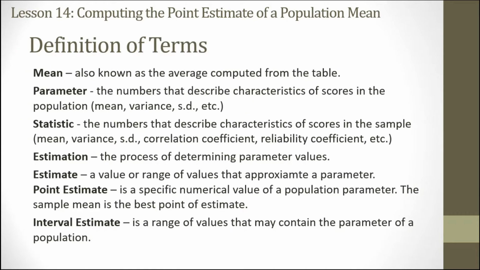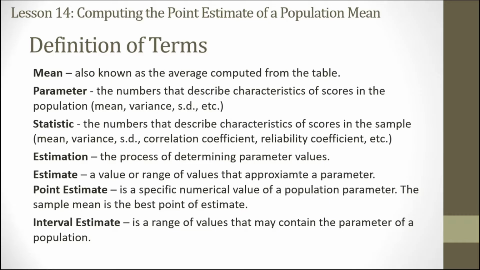Now, for the definition of terms, we have the mean, also known as the average, computed from the table. Parameter, the numbers that describe characteristics of scores in the population. Examples are mean, variance, standard deviation. Statistic, the numbers that describe characteristics of scores in the sample. Examples are the sample mean, sample variance, sample standard deviation, correlation coefficient, and reliability coefficient.